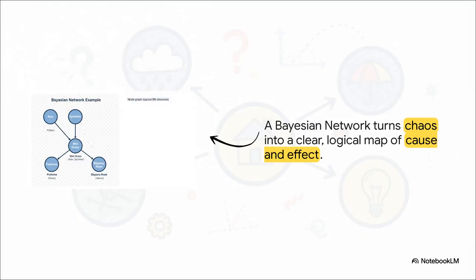Okay, let's really look at this thing. At first glance, it just looks like a simple chart, right? But this is a Bayesian network, and it literally turns all that chaos we were talking about into a clear, logical map. Just notice how the chance of rain and whether the sprinkler is on both directly influence if the grass is wet. And that, in turn, affects the road conditions. It's an incredibly intuitive, visual way of modeling how things in the real world actually work.